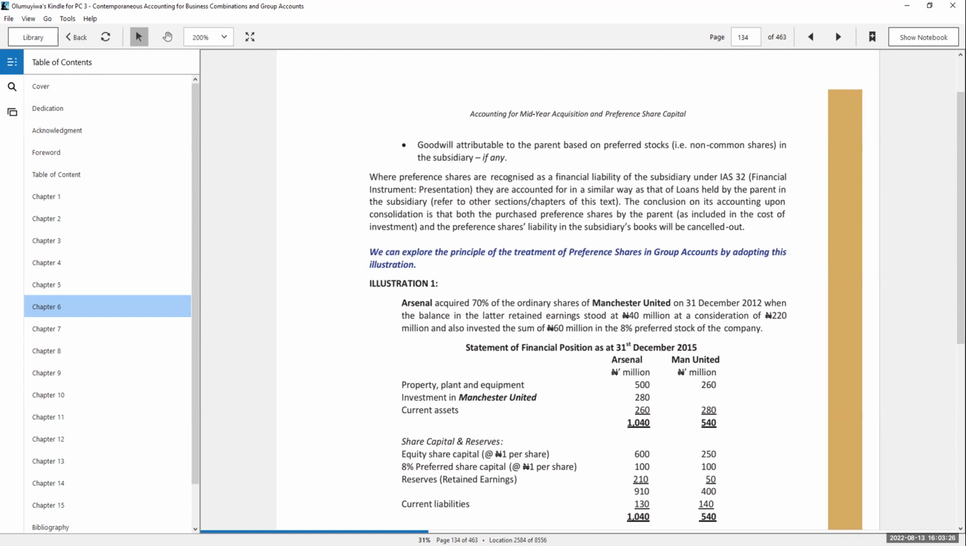Okay, thank you. Now, what you can deduce from this question is very straightforward. What you can simply deduce is that in addition to investing about 70% or acquiring about 70% of the shares of Man U for the sum of 220, he equally acquired some stake in the preference shares to the tune of 60 million, whereas the entire preference share capital issued by the subsidiary, which you can find there, is 100 million, which you can find here, even though coincidentally the parent also is 100, but they are totally different.